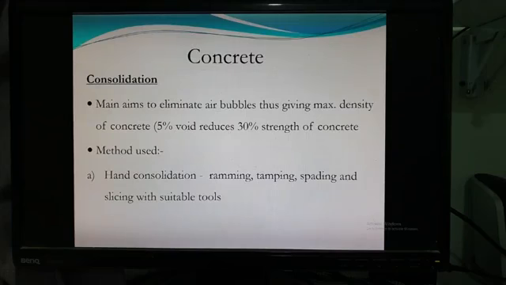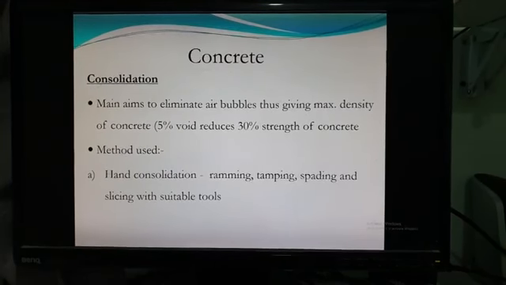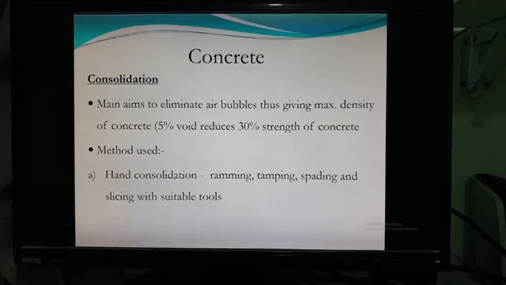Next is the consolidation process. We mentioned this earlier, it's just this detail. When the concrete has been poured, we want to ensure that we eliminate all the air bubbles in the concrete. Because these air bubbles, when the concrete has solidified, will become a point of weakness for the concrete. So that's why we need to do the consolidation process.